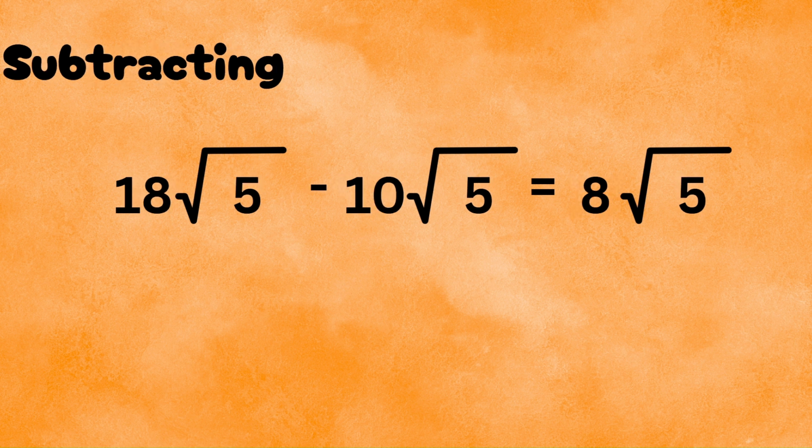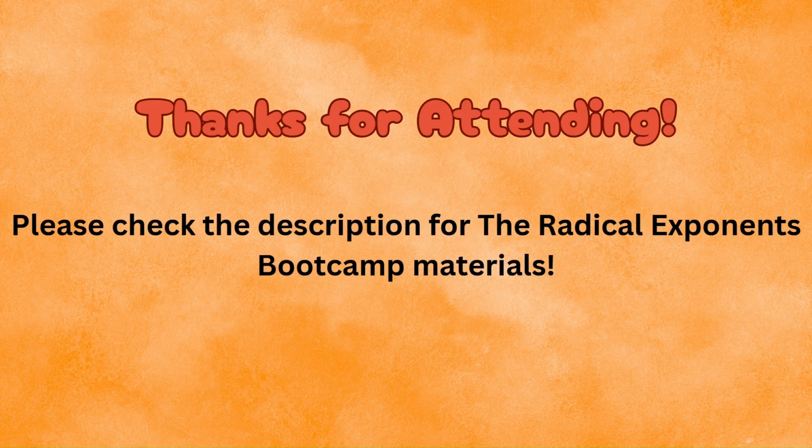The same works with subtracting. 18 times the square root of 5 minus 10 times the square root of 5 will equal 8 times the square root of 5. This only works if the radical is the same number.